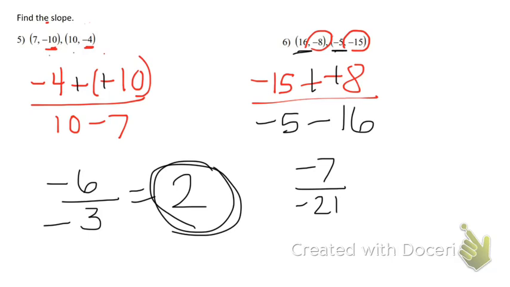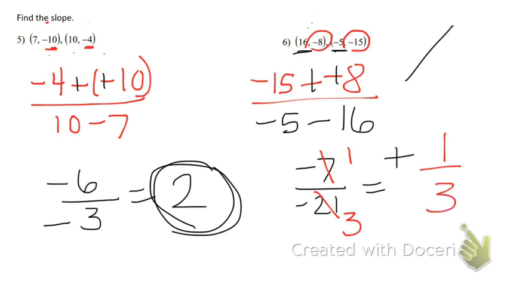Now, two negatives make a positive. So I now have a positive answer, which means if we graphed these 2 points and connected them, it'd be an uphill line. And now we can simplify the fraction. 7 and 21 can both be divided by 7. 7 divided by 7 will give me a 1. 21 divided by 7 will give me a 3. So this is 1/3, positive 1/3.